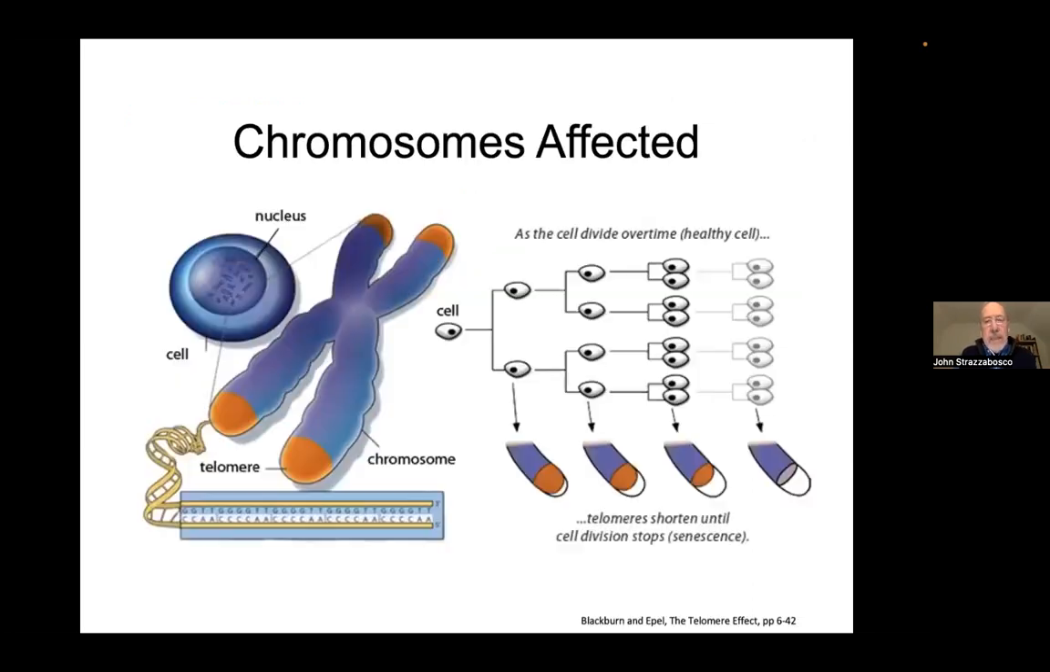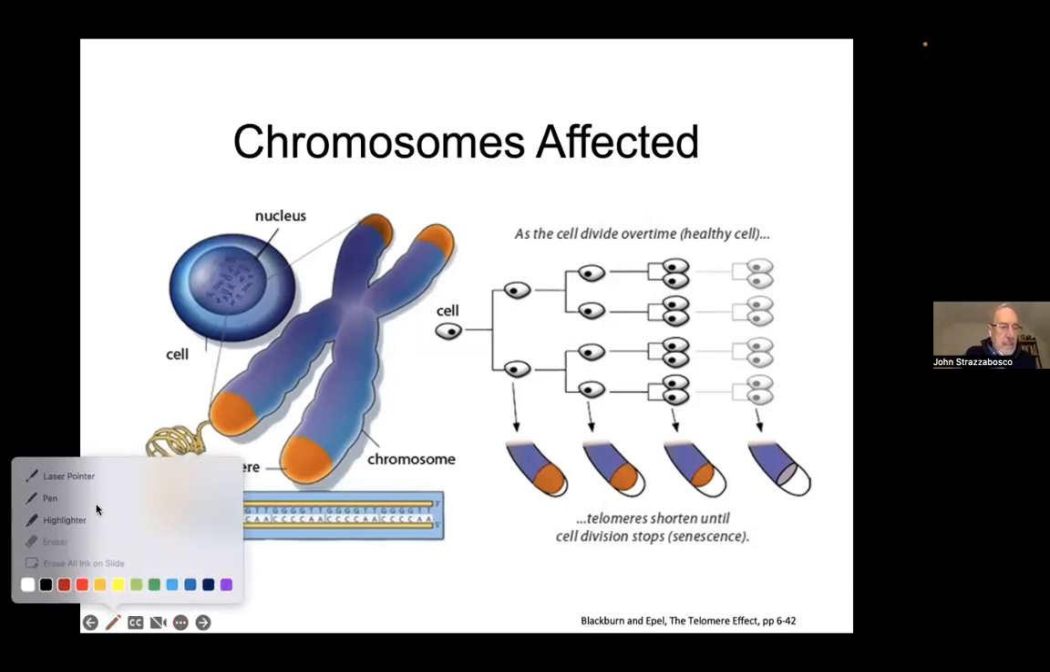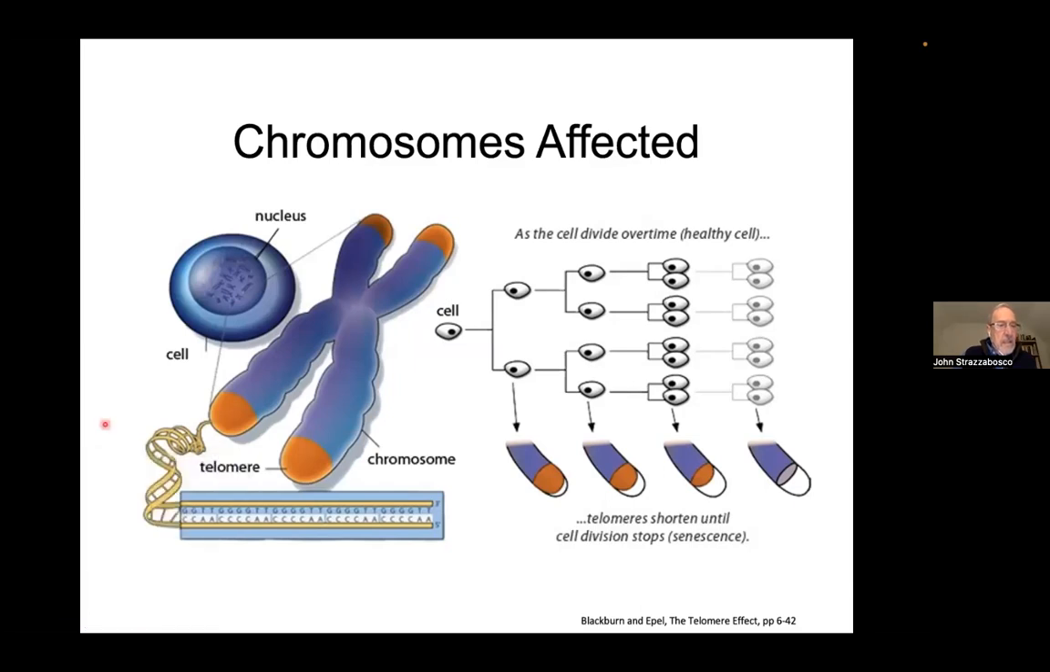Well, let's see how the chromosomes are affected by poverty. Now, I'm going to, let me get this here. There, little laser, follow the bouncing ball here. And I'll keep this diagram. I know there's a lot to look at. We'll keep it as simple as possible here.